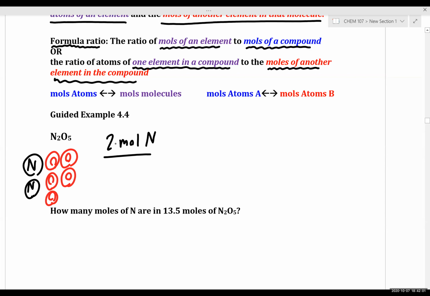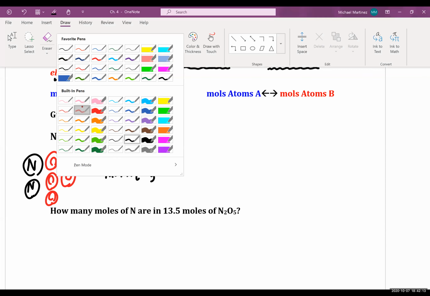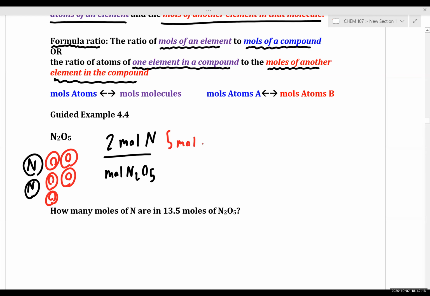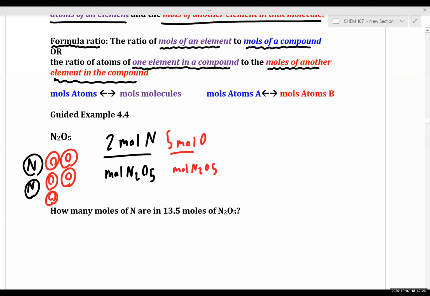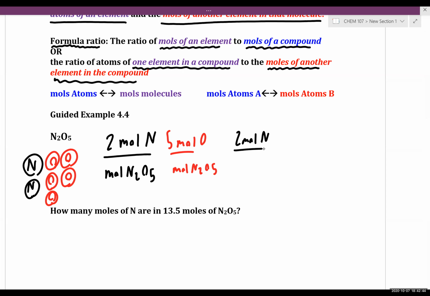2. So we have 2 moles of nitrogen per mole of N2O5. So in 1 mole of N2O5, I see 2 nitrogens. Okay, what about oxygen? Five. Yep, exactly right. We have 5 moles of oxygen per mole of N2O5. Now, just like we can look at the ratio of moles of an atom to moles of a molecule, we can also, in turn, look at the ratio of the moles of one element to another. So we can also say that we have 2 moles of nitrogen per 5 moles of oxygen.